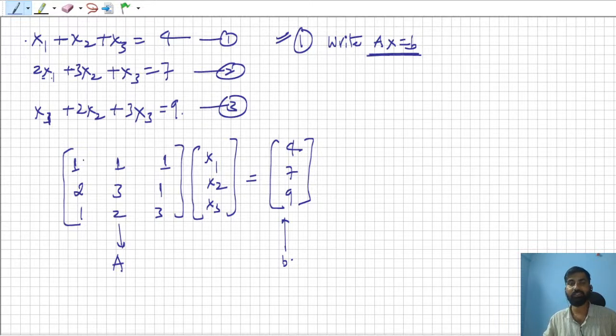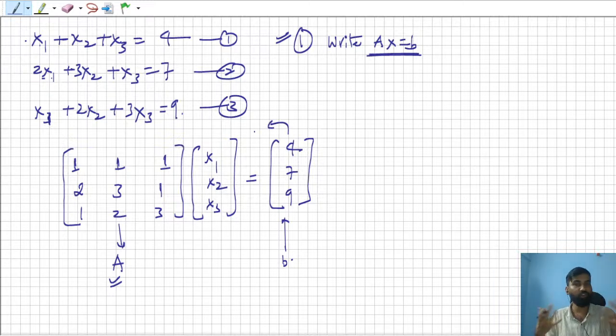Yesterday we have discussed some elementary operations. We can multiply any scalar with any row, and we can add or subtract any row in order to eliminate that row, right? So what we will do here is, as you can see, we have got the matrix. If you are going to apply all the operations on the matrix alone, you are not going to get the correct solution.